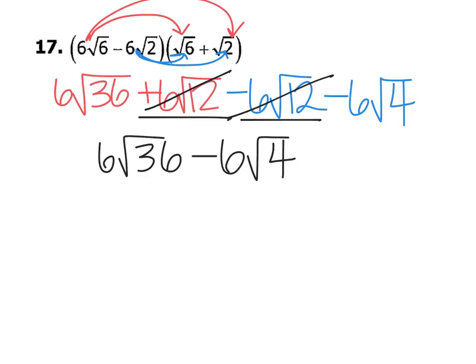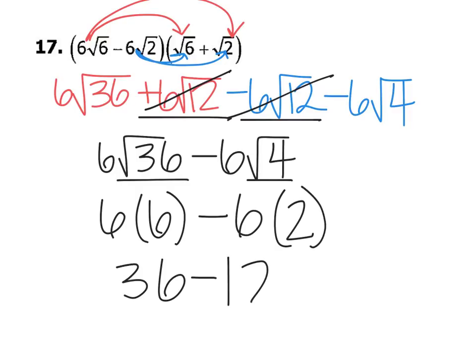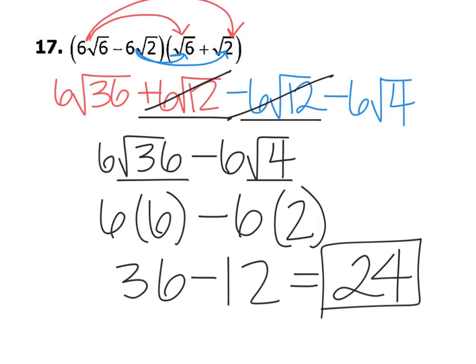We can take the square root of 36, so we get 6 times 6 minus 6 times the square root of 4 gives us 2. 36 minus 12, and our final answer is 24.